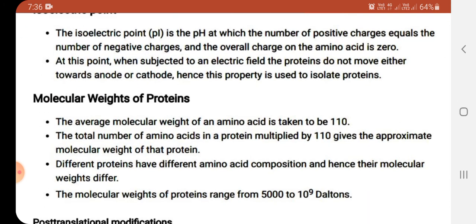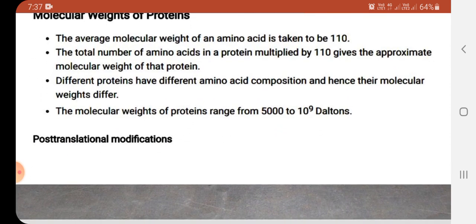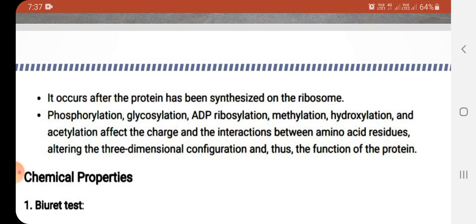Molecular weight of the protein. The average molecular weight of an amino acid is taken to be 110. The total number of amino acids in a protein multiplied by 110 gives the approximate molecular weight of that protein. Different proteins have different amino acid composition and hence their molecular weight is different. The molecular weight of proteins ranges from 5,000 to 10 to the power 9 daltons. It occurs after protein has been synthesized on the ribosome.